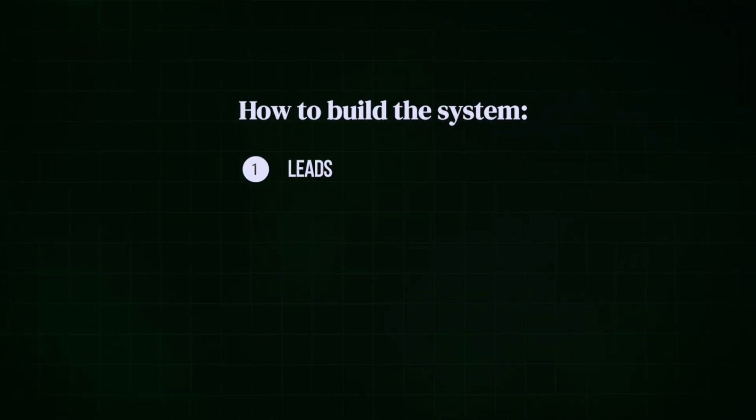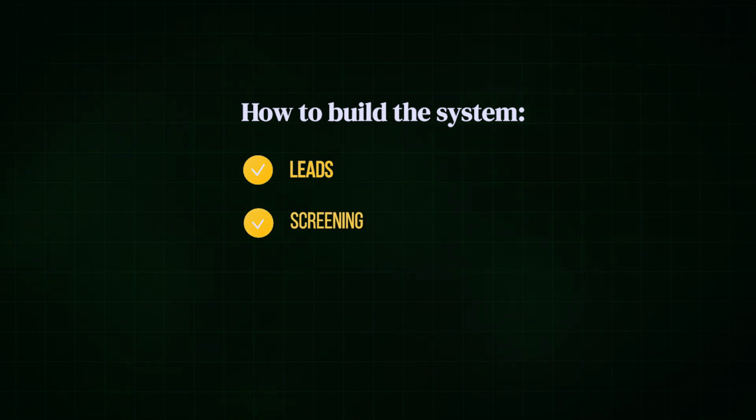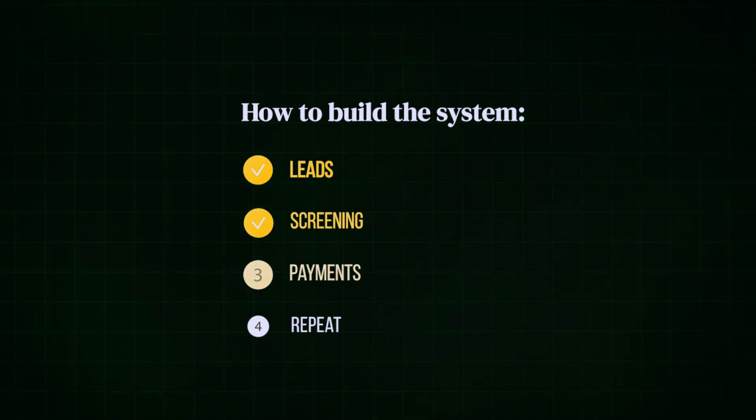So here's how you're gonna build this system. Number one, generate leads through online ads, direct mail, and networking. Number 2, screen the tenant buyers. Make sure they're qualified and that they're serious. Number 3, manage the payments and ensure your tenant buyers are staying on track. Once this system is dialed in and you've done it dozens of times, it becomes repeatable, and it's a whole business model where you can add new deals month after month.